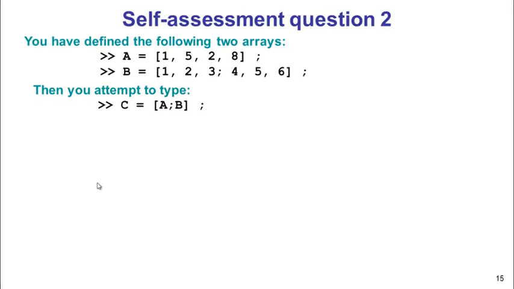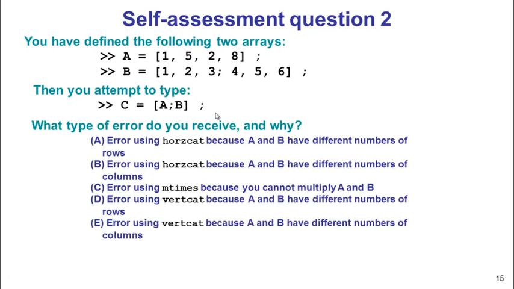Okay, now let's move on to self-assessment question 2. What if you've defined 2 arrays? A equals [1 5 2 8], and B is [1 2 3; 4 5 6]. Then you attempt to type C equals [A; B]. And you're going to get an error, and the question is, what kind of error do you receive, and why? I'll give you a chance to read the choices. You might want to pause the video in this case, and then we'll come back and discuss the answer to this one.